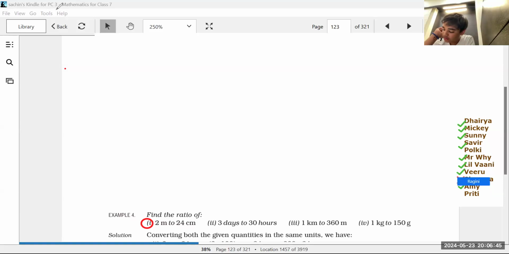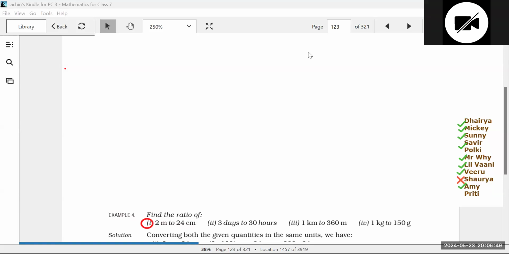Polki YY, start your camera. सर सेकंड का आंसर भेज दे. So if you have got the first one right, then yes.